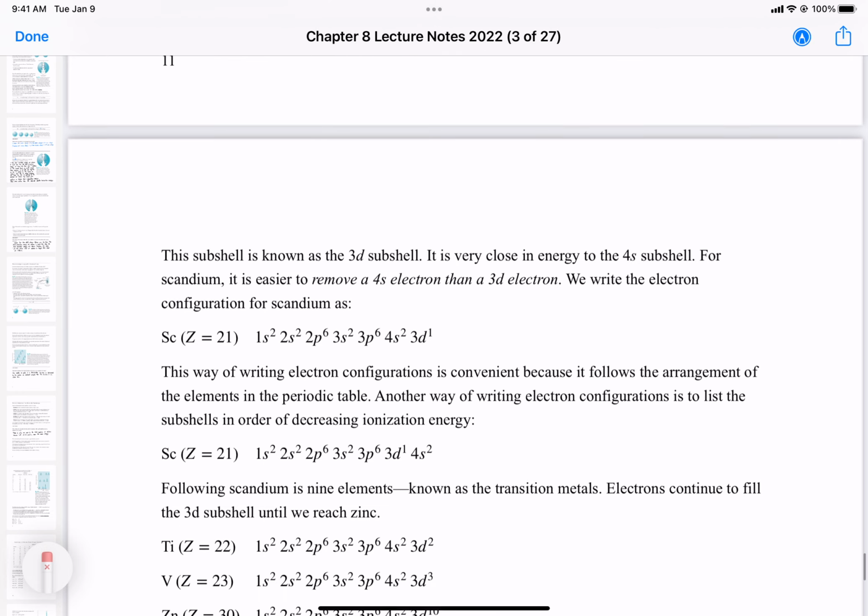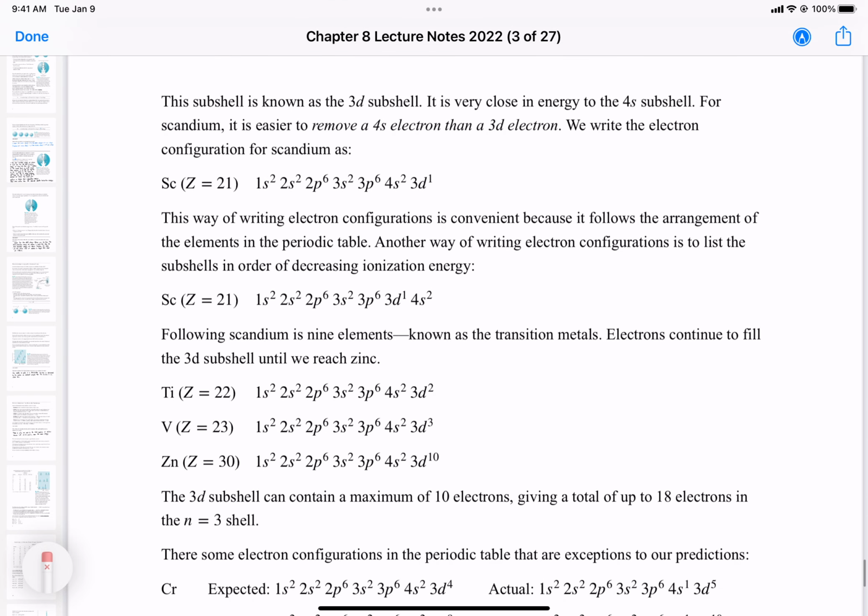Okay? So if we follow this, following scandium is 9 elements, and they're the transition metals. So scandium is not known as a transition metal, just because scandium can pretty much only exist in, I think, a few oxidation states, whereas these elements can exist in multiple oxidation states or charges. So we have titanium, vanadium, and then zinc. Zinc is at the end of the row. So in this case, there's 5 d orbitals, so it can contain a maximum of 10 electrons in the 3d subshell. So in the n equals 3 level, we can have 18 electrons in that shell.